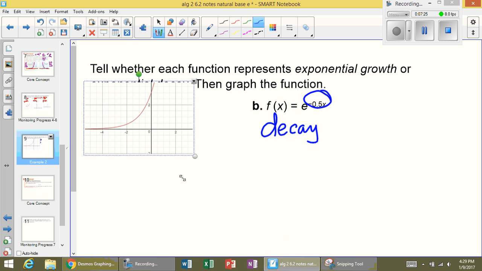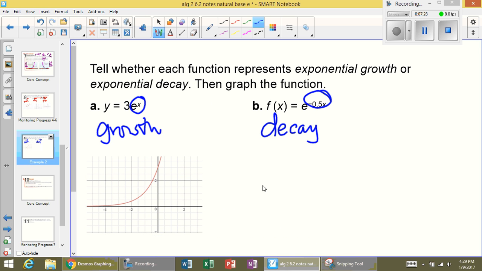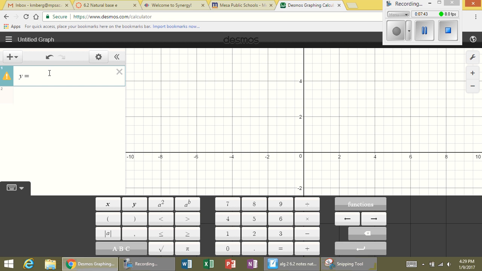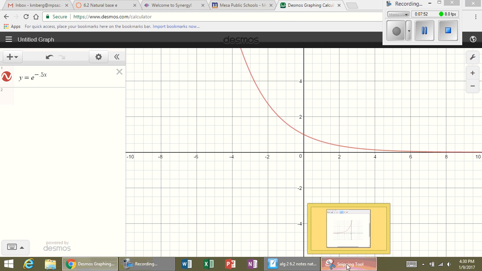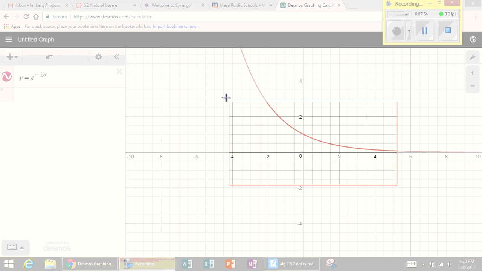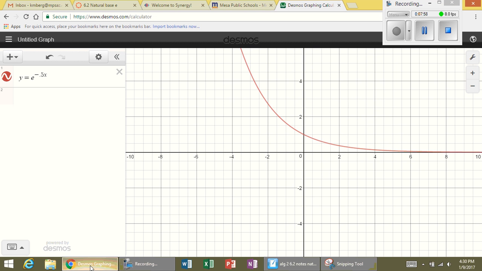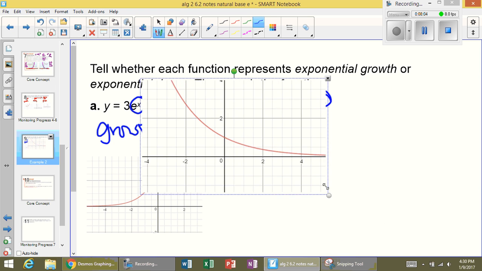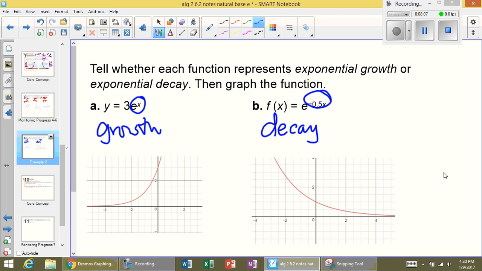All right, and we're going to make this a little bit smaller, but there's the graph. Again, you can tell that this is growth because this graph is constantly increasing. And then for part B, we want f of x equals e to the negative 0.5x. And we know that this is going to be decay because this function is constantly decreasing. So here's the little snip that I want. And we're going to take that back into our notes and paste it and resize it. So your notes should look something like this.